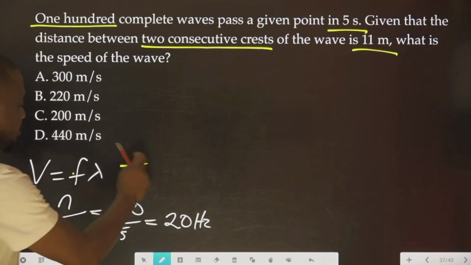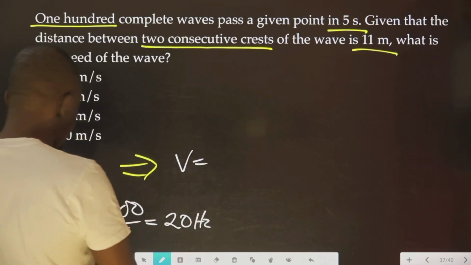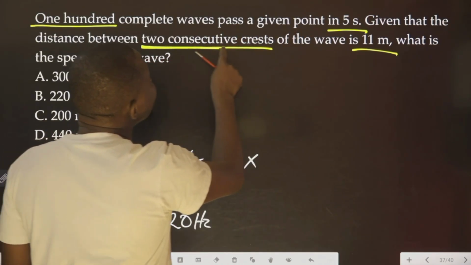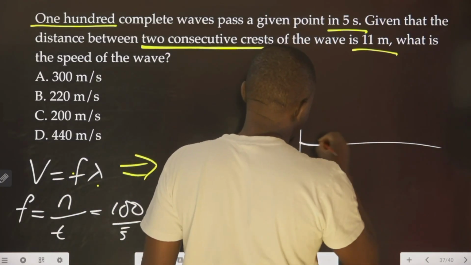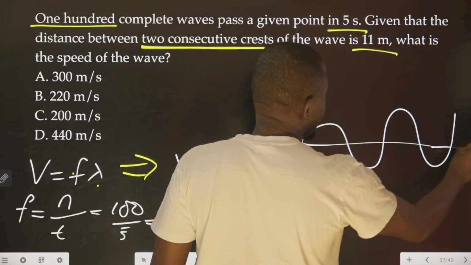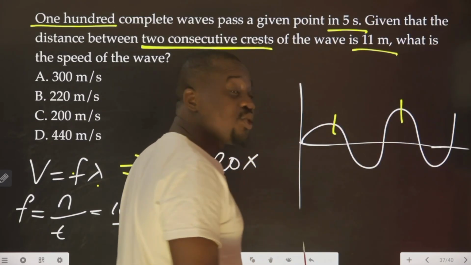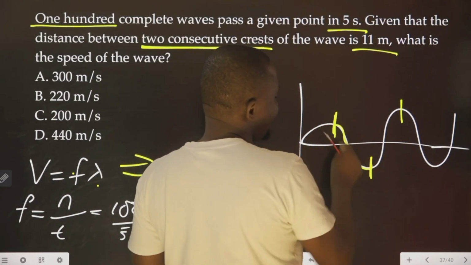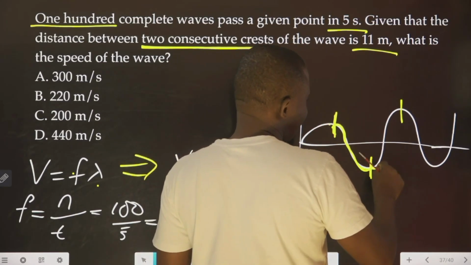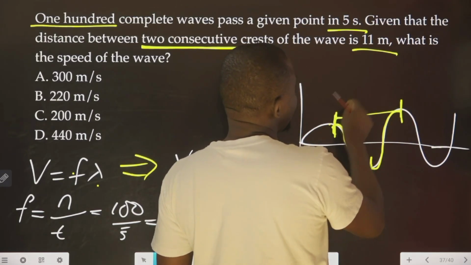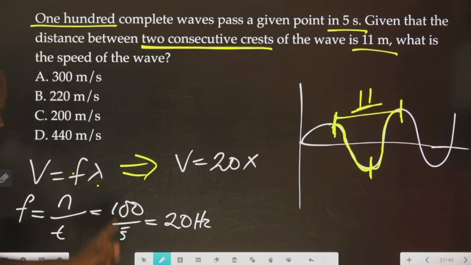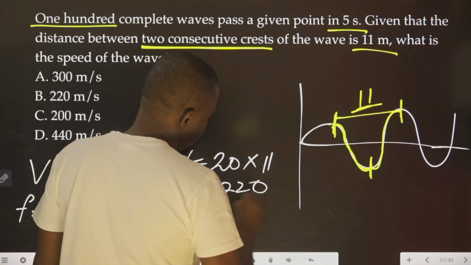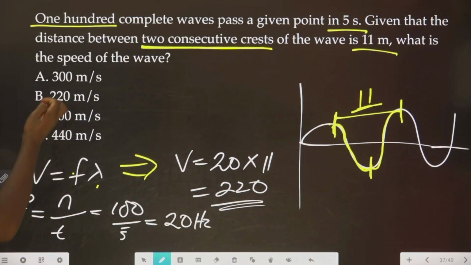So now let's go back to this that says V is equals to f lambda. We now have this to be 20. We have this, the distance between two consecutive crests. If I have this, that's what? Full wavelength. That is half of it. This half. This another half. So here to here is given to be 11. That is what? This. You get this to be a meter per seconds. So this is the answer.